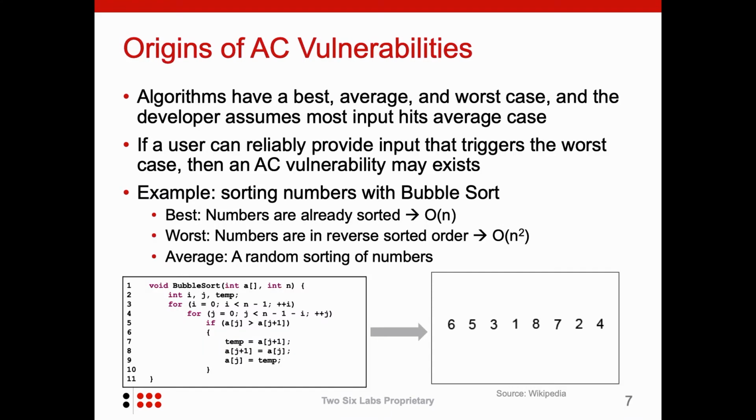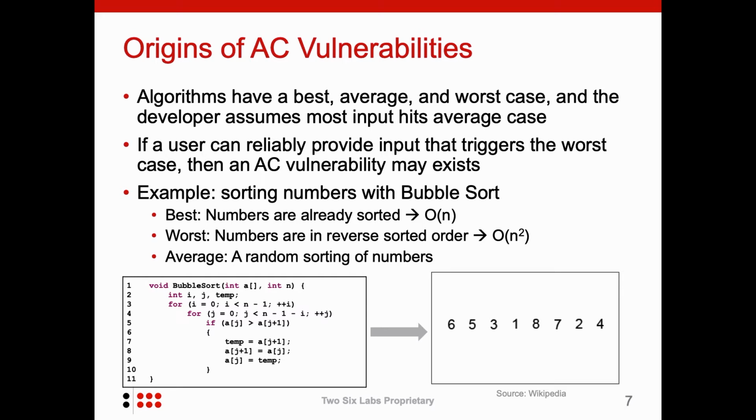So where do they come from? Go back to your undergraduate algorithms course. Every algorithm has a best, average, and worst case. It may be vulnerable to an algorithmic complexity vulnerability if we can reliably send input to that algorithm that will trigger its worst case, provided we have enough input bytes we can send to that algorithm.